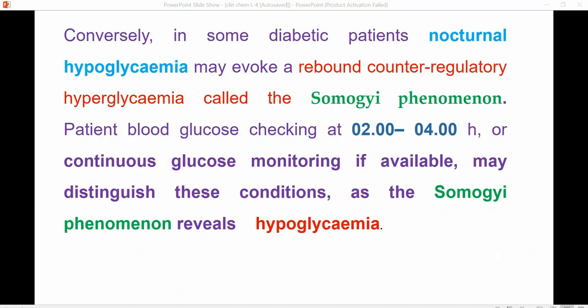On the other hand, some diabetic patients would develop another condition known as nocturnal hypoglycemia that may evoke a rebound counter-regulatory hyperglycemia called Somogyi phenomenon, where the patient's blood glucose level, if it is checked earlier in the day, that's to say at 2 to 4 a.m. in the morning, we will find lowered plasma glucose level. This condition can be distinguished by monitoring plasma glucose level.